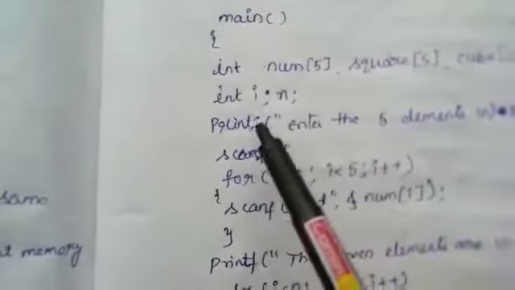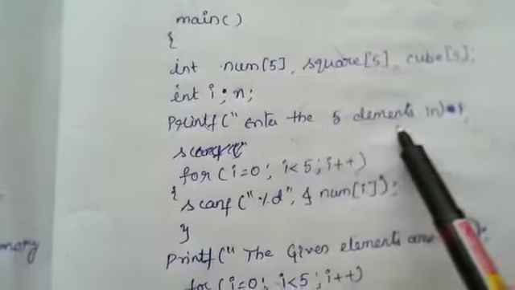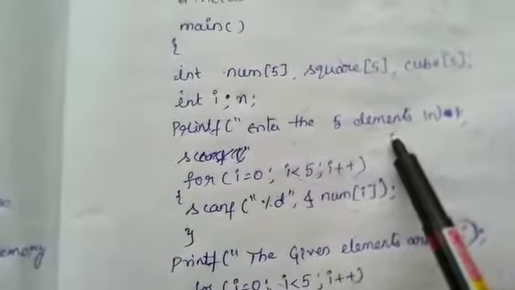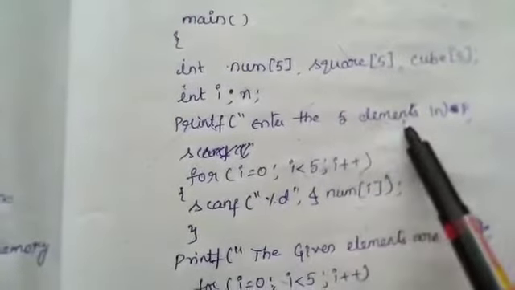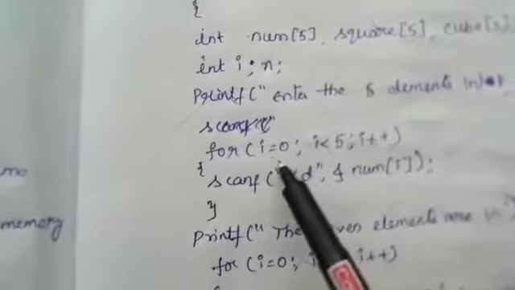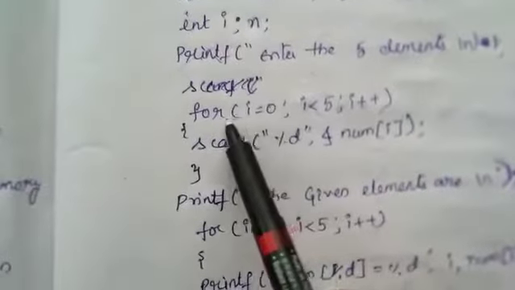Next, printf with "enter the 5 elements". First I am giving a statement on the console saying enter the 5 elements, because we have to take 5 elements. How are we storing those 5 elements?